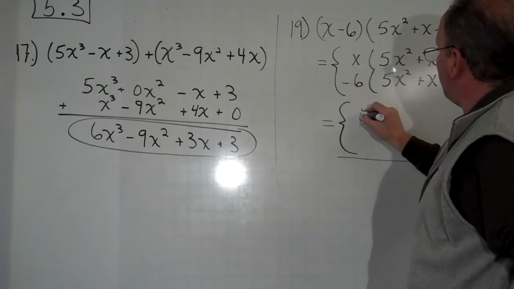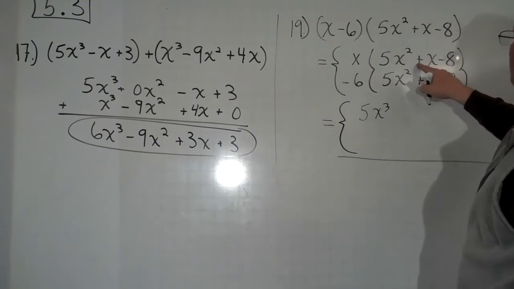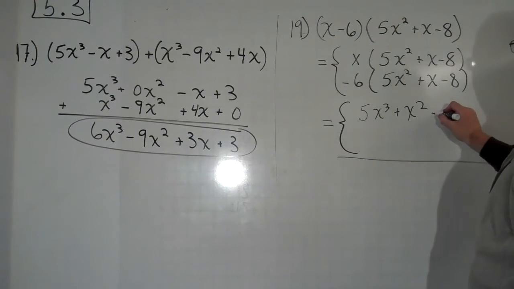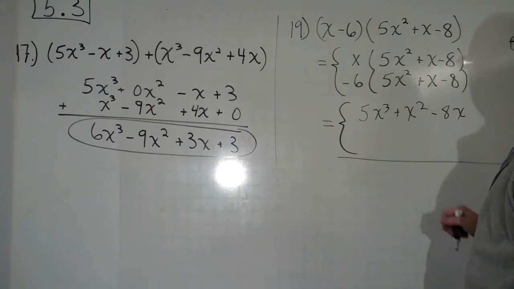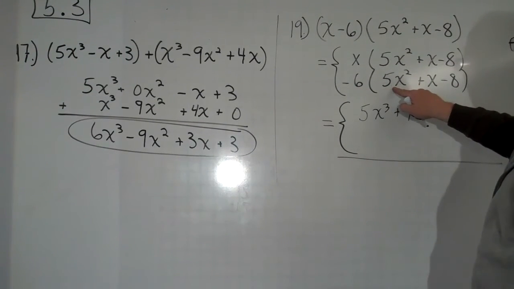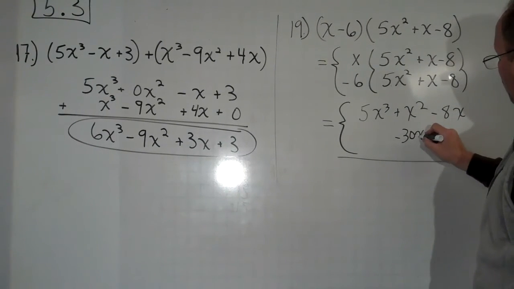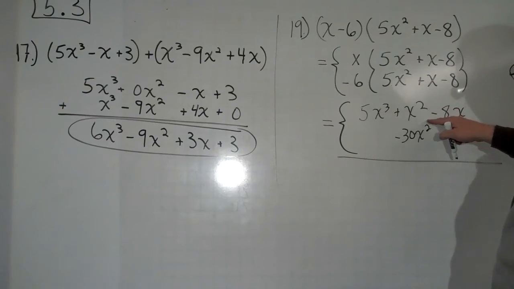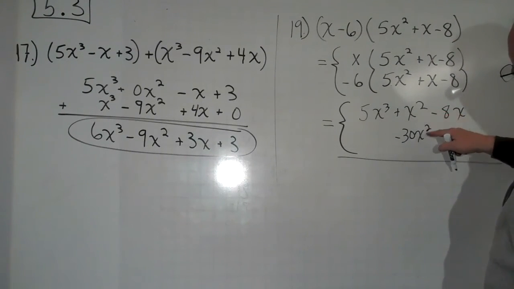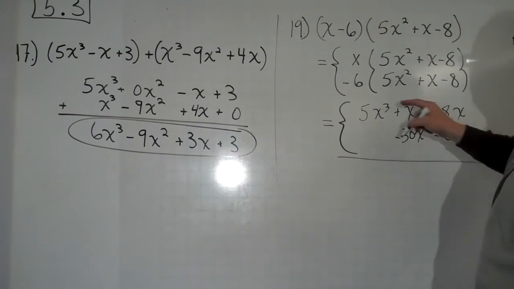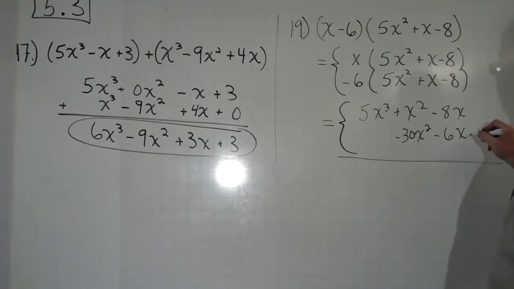X times 5x squared is 5x cubed. X times x, x squared. X times minus 8, minus 8x. Negative 6 times 5x squared is negative 30x squared. And I want to be careful to line these up with the power of x being the x squareds. Then I have negative 6 times x. That's minus 6x. And negative 6 times minus 8 would be positive 48. 6 times 8, 48.